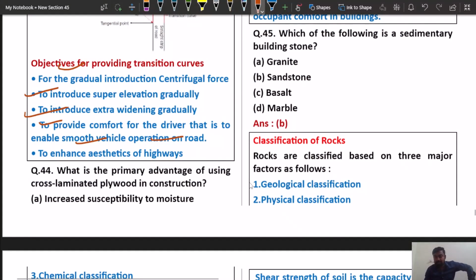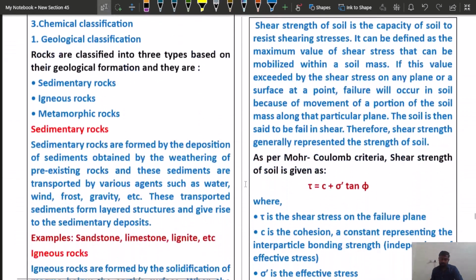Which of the following is a sedimentary building stone? So here we can see the classification of rocks. The rocks are classified in the geological classification, physical classification, and chemical classification. In the geological classification, we classify the rocks in three types: sedimentary rock, igneous rock, metamorphic rock.